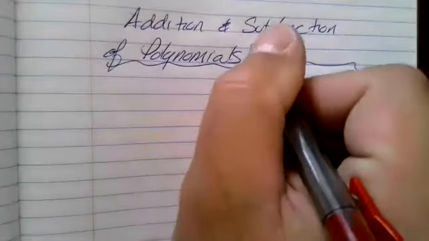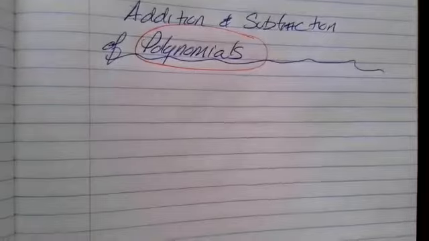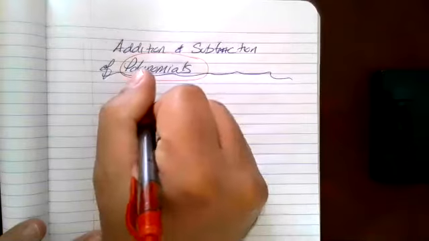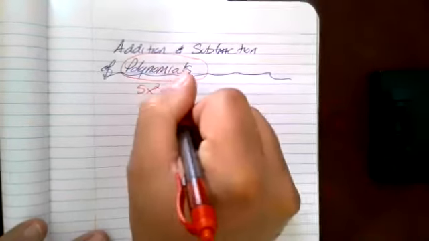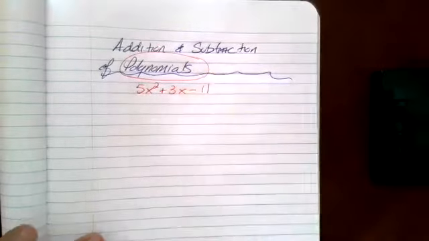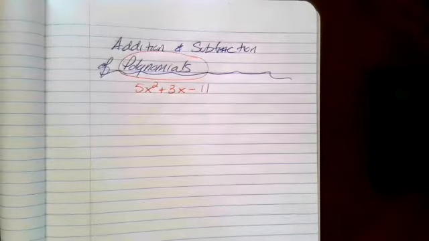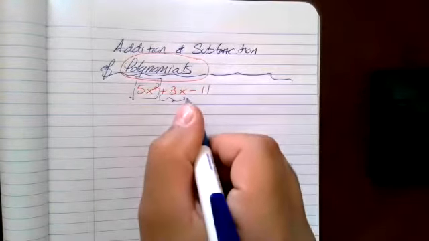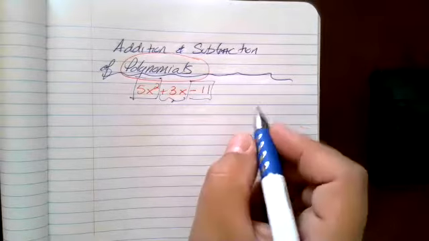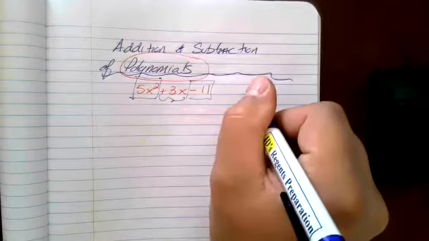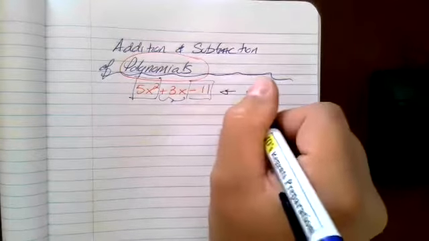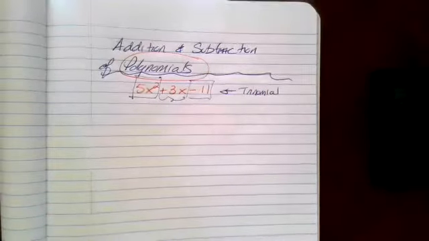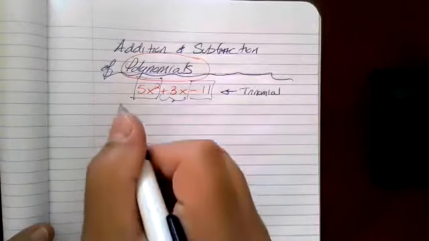Right? A polynomial, a lay term might be one or more terms. Like if I had 5x squared plus 3x minus 11, this would be an example of a polynomial. There are three terms here. This is a three-term polynomial, so this would be classified as a trinomial. Right? This is just a quick review of this trinomial.